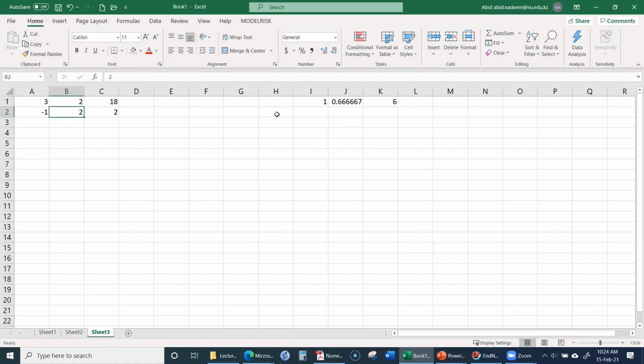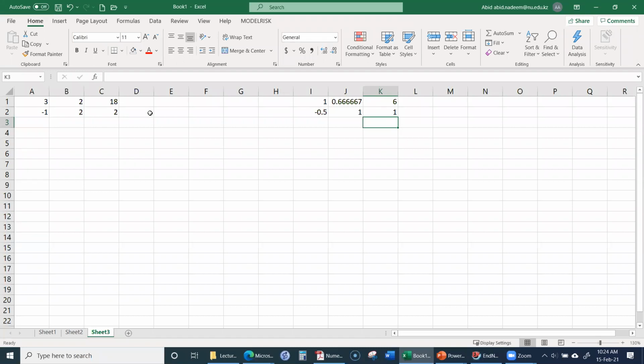And for the second row, we will divide each of these values by this maximum coefficient. So we will get 1 over here, minus 0.5 over here, and 1 over here. So in this way, we have scaled the coefficients. This is what we call the scaling of the coefficients.